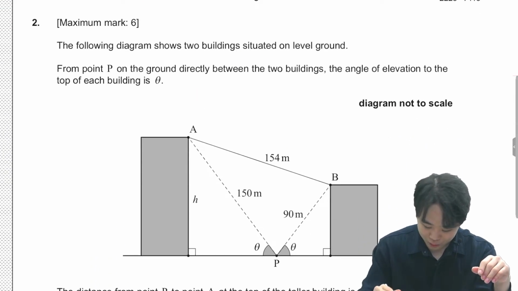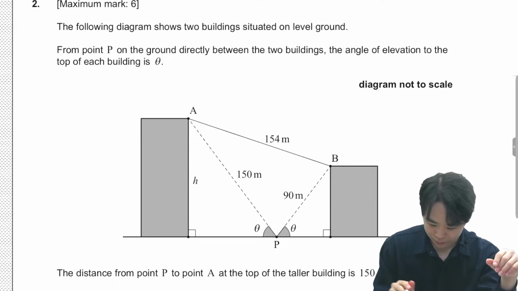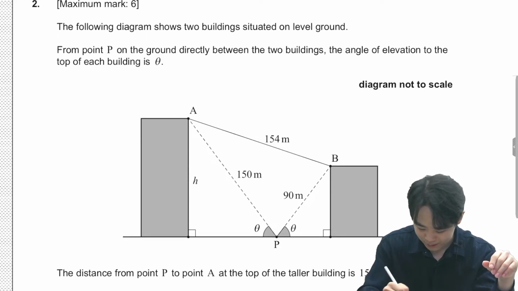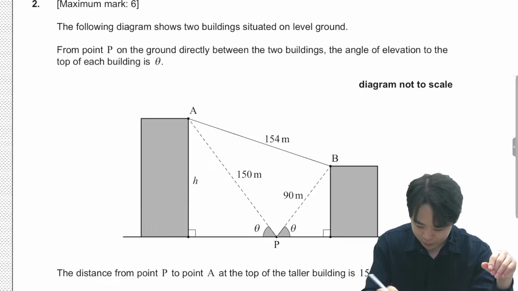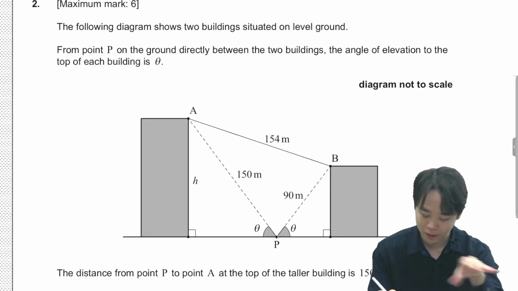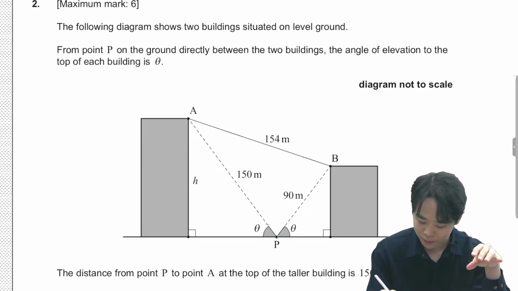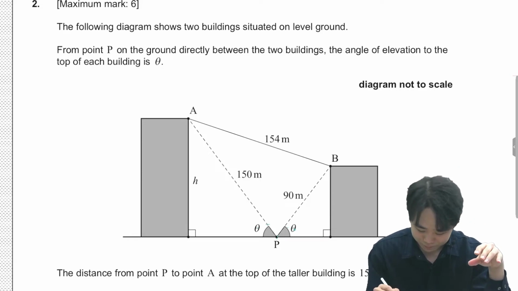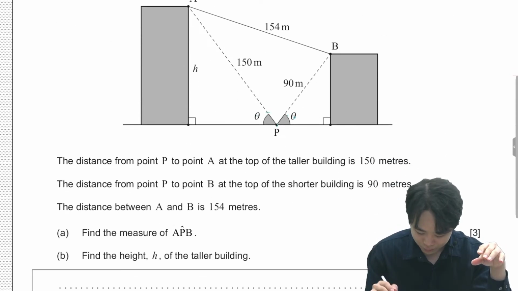2, we have a triangle problem here, right? So we have point P that's directly between the 2 buildings, right? And the angle of elevation. So if you look up from the ground and you look up to the 2 buildings at A and B, we have our 2 angles of elevation, which is theta. And let's look at what we're being asked.